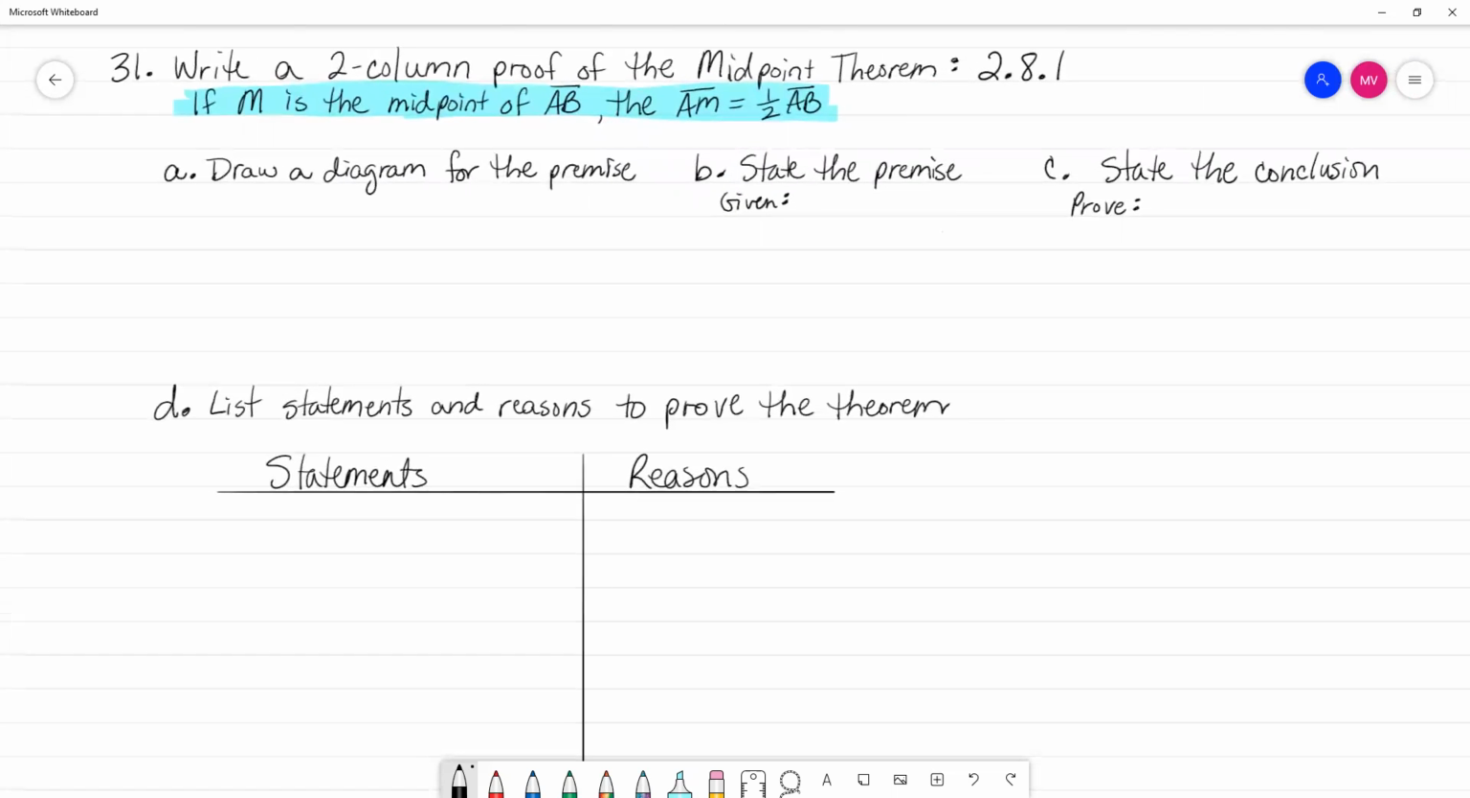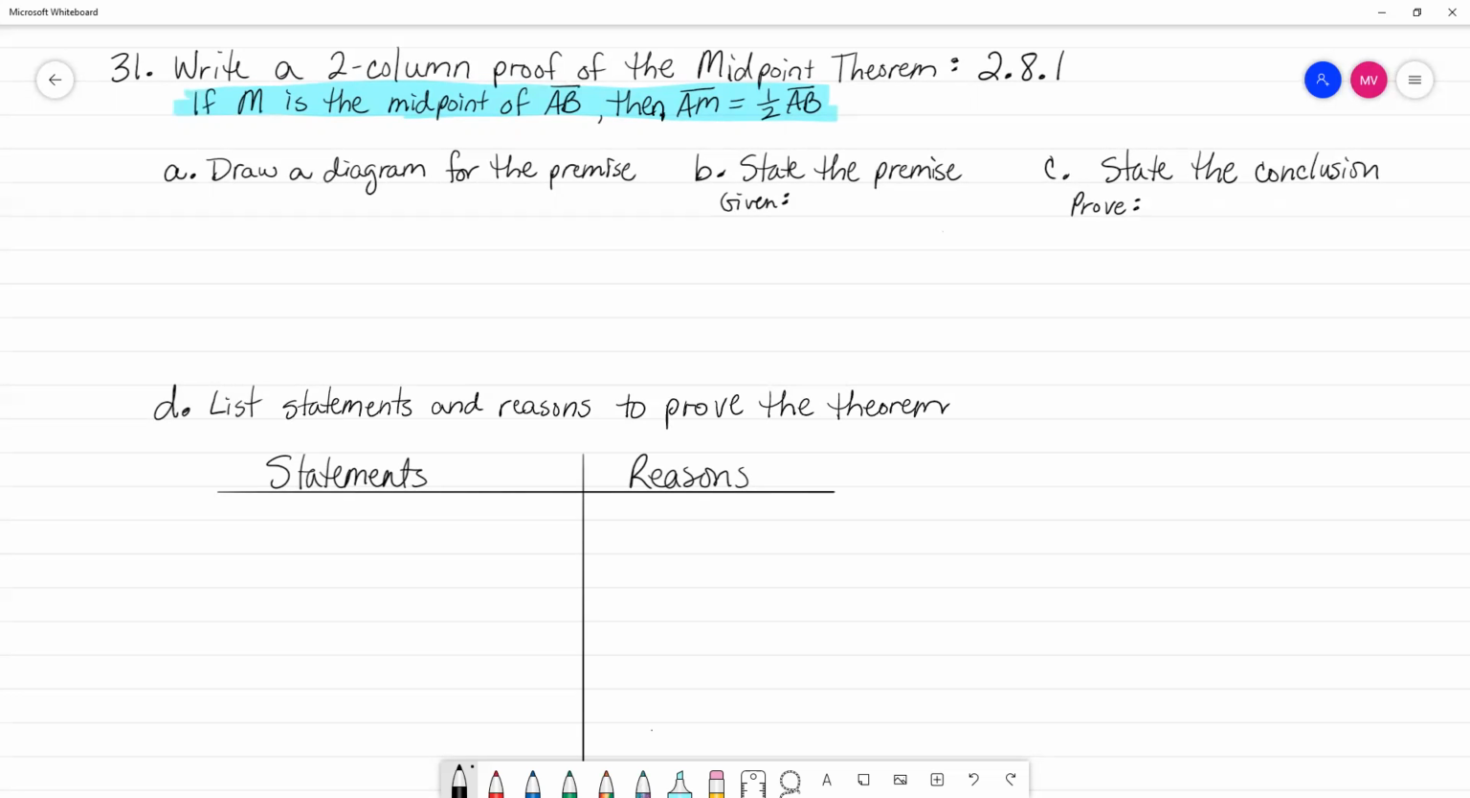All right, we are asked for number 31 to write a 2-column proof of the midpoint theorem. This one is, I believe, on page 98. It's 98 or 99. It's theorem 2.8.1. And it states that if M is the midpoint of line segment AB, then line segment AM is equal to 1/2 of line segment AB.